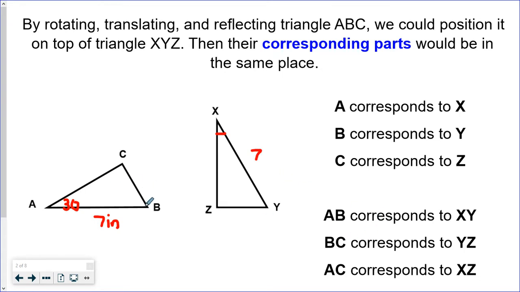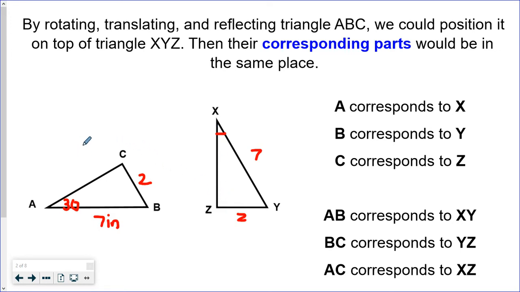You should notice that side BC, if I rotate it, translate it, and reflect it, would line straight up with YZ. If I knew that this one was, let's say, 2 inches, automatically I know that this would also be 2 inches because they correspond with each other. And now I'm left with AC. Again, if I rotate it and translate it, these two lie on top of each other. So AC is going to correspond with side XZ.